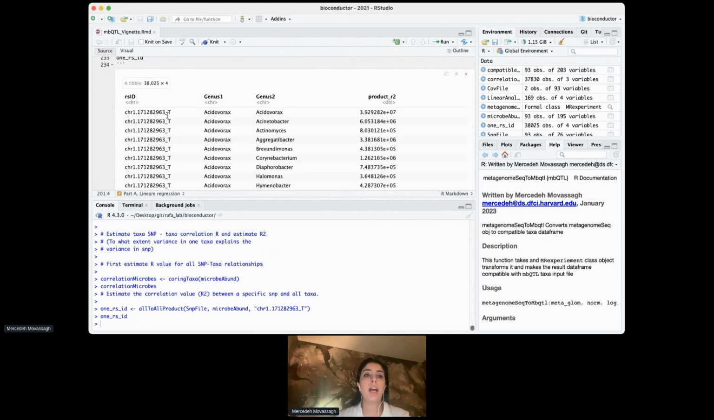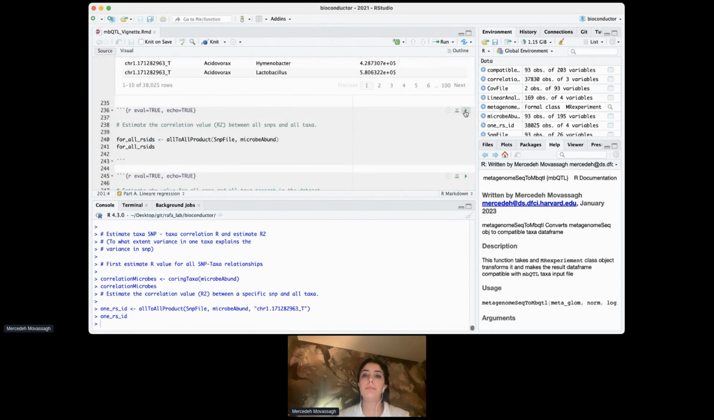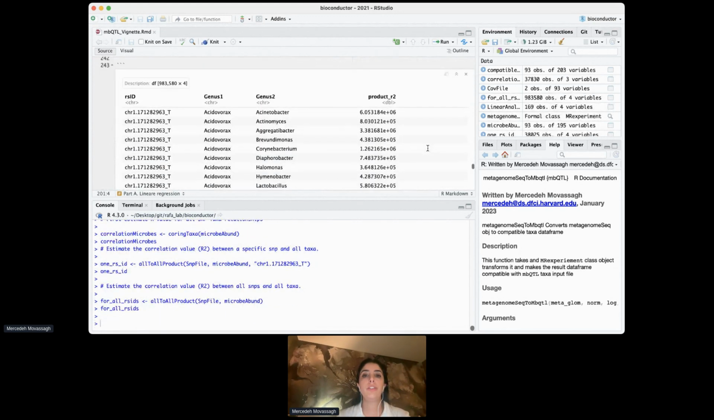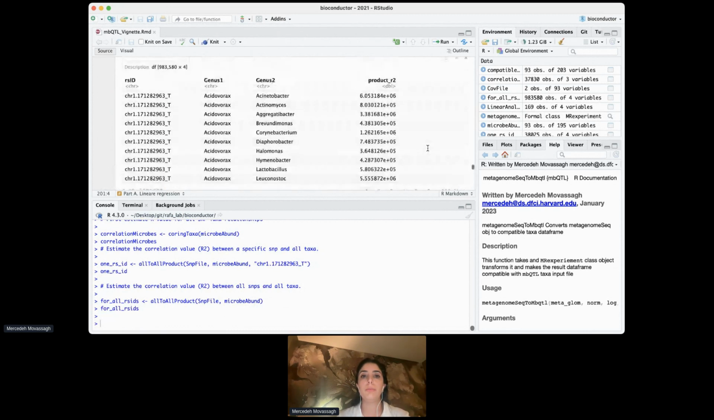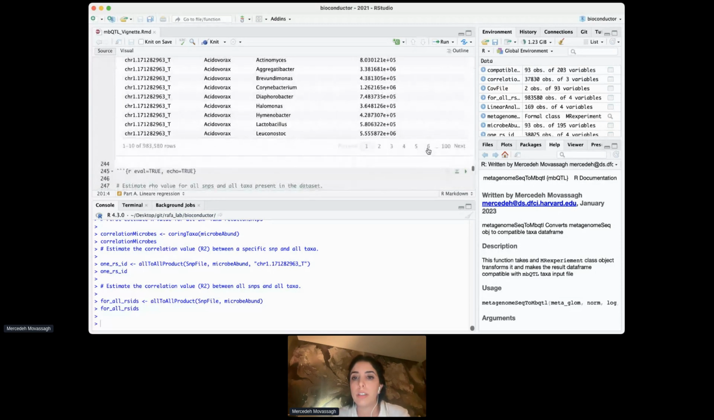Then you could look at the relationship between the RSIDs and genus 1 multiplied by RSID by genus 2, so the product of R square. And the next step is trying to understand the estimated rho value, basically the product of rho.